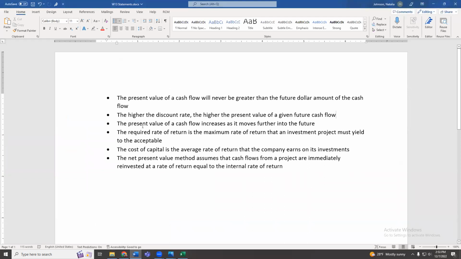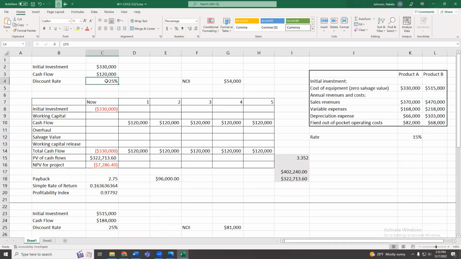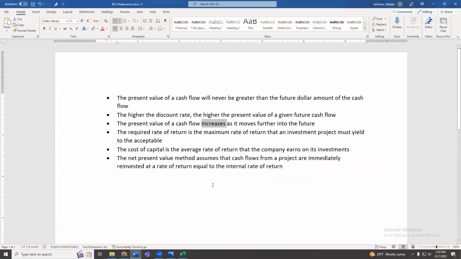The third one is, the present value of a cash flow increases as it moves further into the future. This one actually decreases, because if we put it back to 15% with that 120,000, but instead of in year 1, in year 2, it got lower. Year 3, even lower again. It goes along with the first one: the further into the future the dollar is, the lower the present value is going to be.